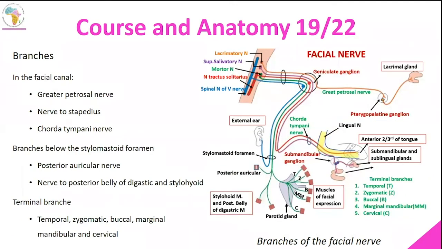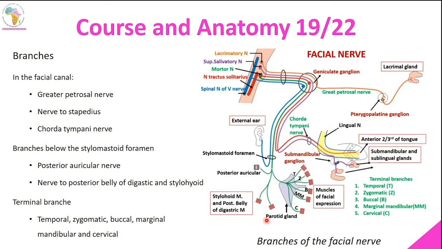Okay. What we're looking at here is simply the branches of the facial nerve. So we have the greater petrosal nerve, which is actually the first branch of the facial nerve as it is exiting the intracranial cavity, coming from the superior ganglion of the facial nerve. We also have the nerve to the stapedius, the chorda tympani nerve, the posterior auricular nerve, the nerve to the posterior belly of the digastric, and the temporal, zygomatic, buccal, marginal mandibular and cervical branches.